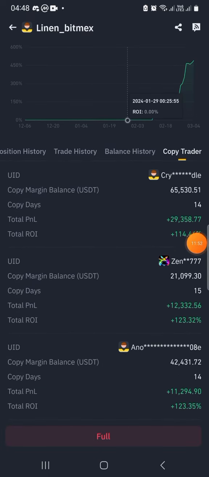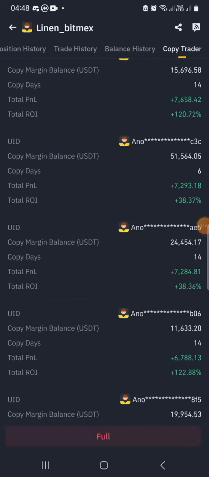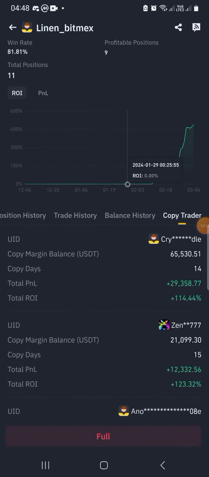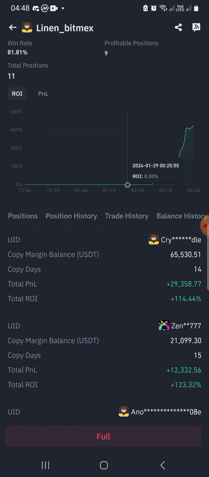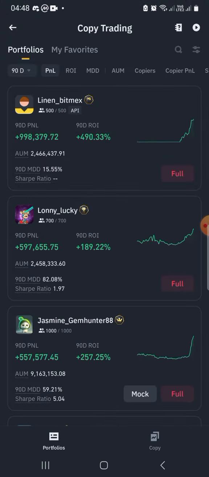So this particular person has copied this trader, and he's sitting at a total PNL of over $29,000, which is 114%, right? And he invested, he has a margin of $65,000. So you're going to see all the people who are copying him over here, right? So, and then yeah, that's it. So you are able to see a detailed view of whatever this trader is about.